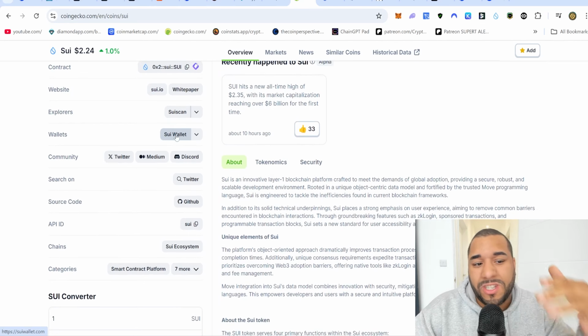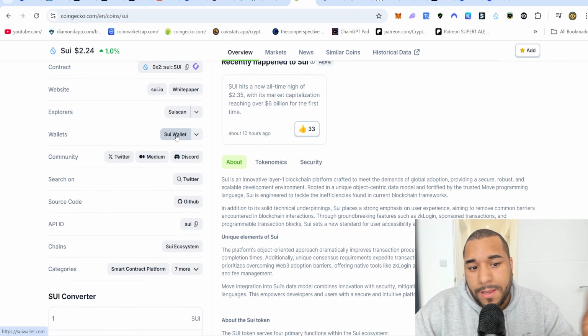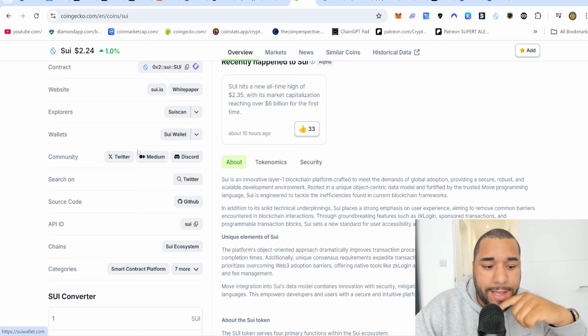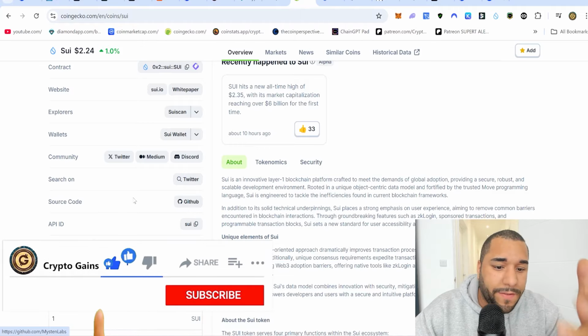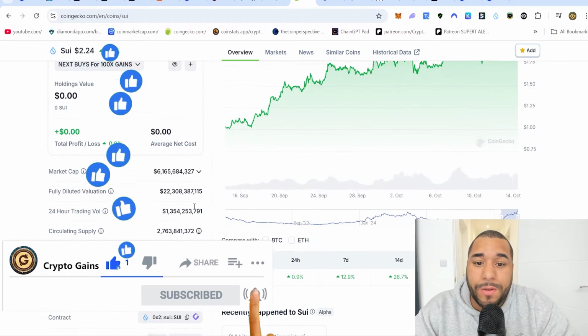There's the SWE wallet, which just gives you a little help. You can download the SWE wallet and use it. That's just a link that takes you straight there so you can download it. And then obviously there are social medias like Twitter, Discord and everything else, and you can search it on Twitter. That's the basics of what you're seeing here.